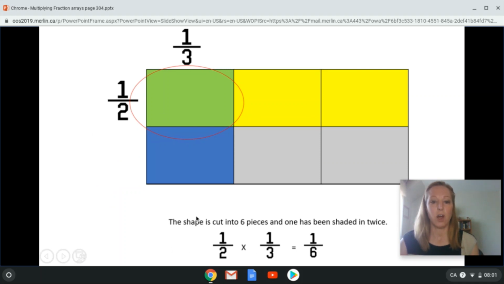So I'll look at it like this. The whole shape is cut into 6 pieces, 1, 2, 3, 4, 5, 6, which makes that my denominator. And one of those pieces has been shaded in twice. That's my numerator. So 1/2 times 1/3 equals 1/6. So half of 1/3 is 1/6.